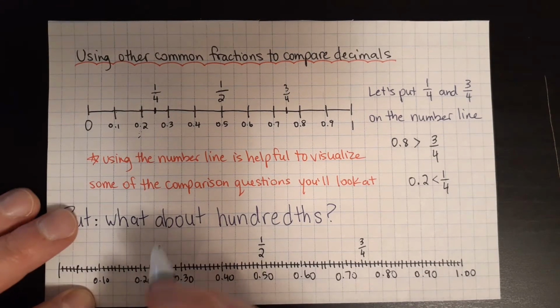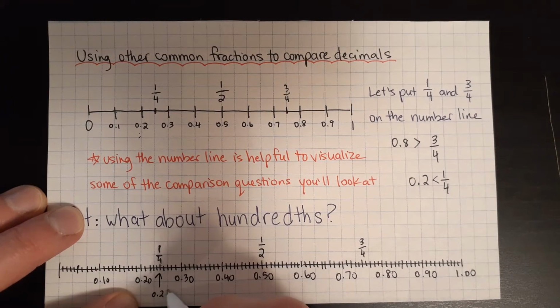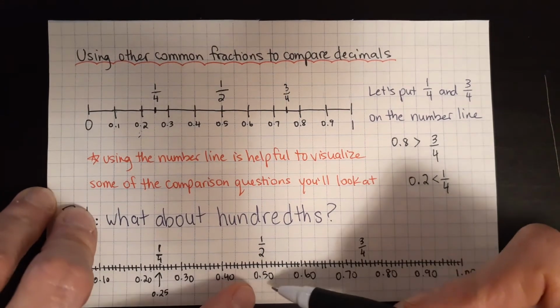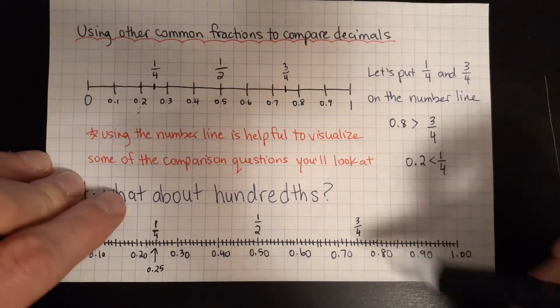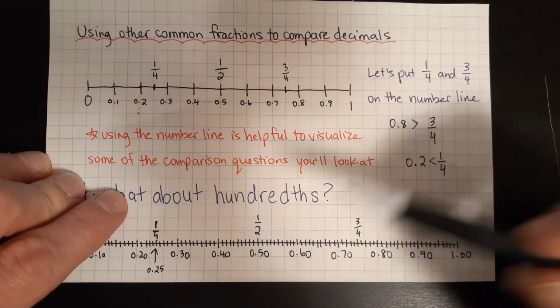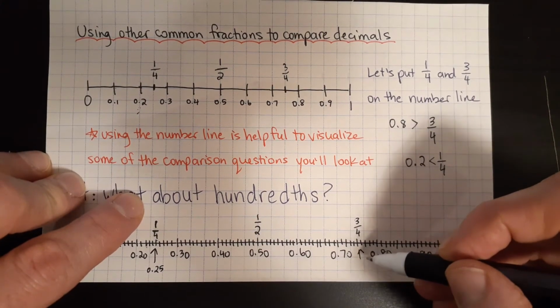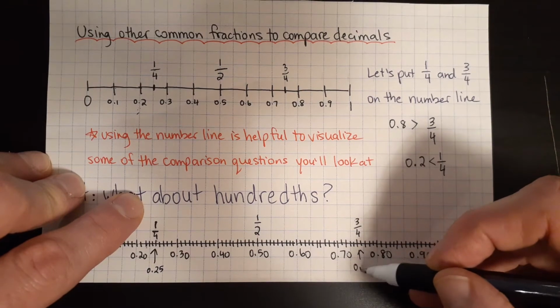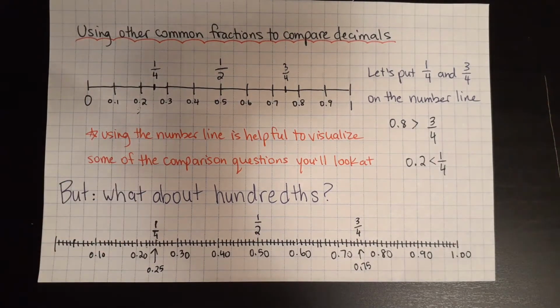Now, just to be real clear, 1/4 is drawn at 0.25. 1/2 we see is drawn right at 0.5. I'm just going to push this up a little bit. It's at 0.50, and then 3/4 is actually right at 0.75. And those are sort of the decimal equivalents of 1/4 and 1/2 and 3/4 for our benchmarks.